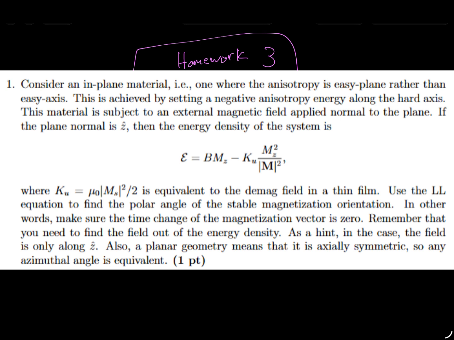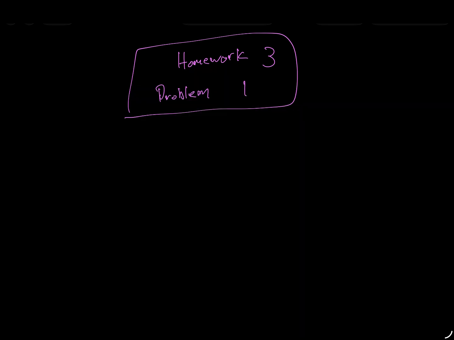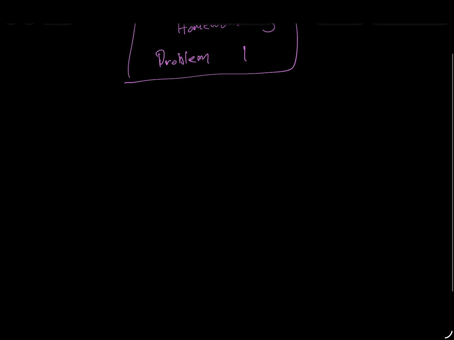And then it says to use the Landau-Lifshitz equation to find the polar angle of the stable magnetization orientation. In other words, make sure that the time change of the magnetization vector is 0. This basically just means that there's no Larmor torque, so there's no torque at all. All right, so let's just take this one step at a time and look at this conceptually.